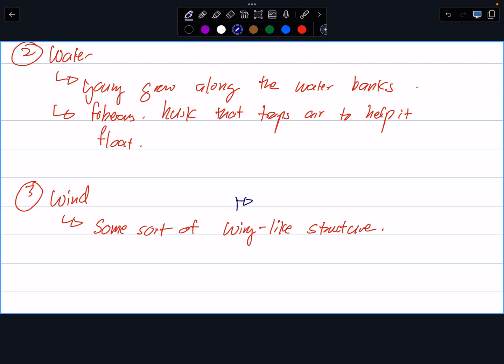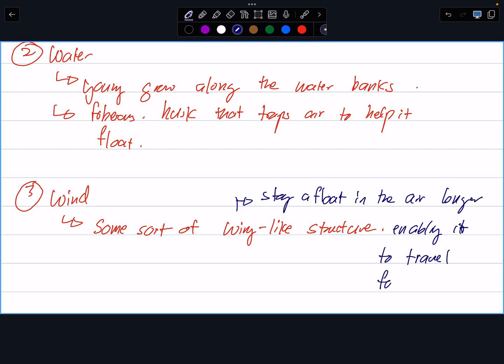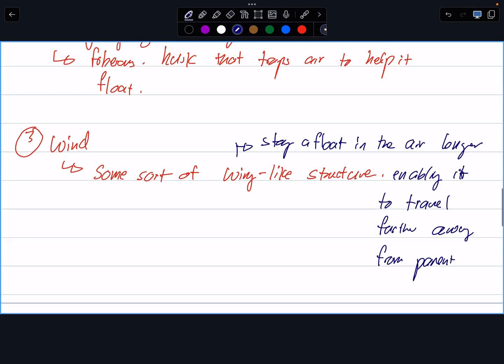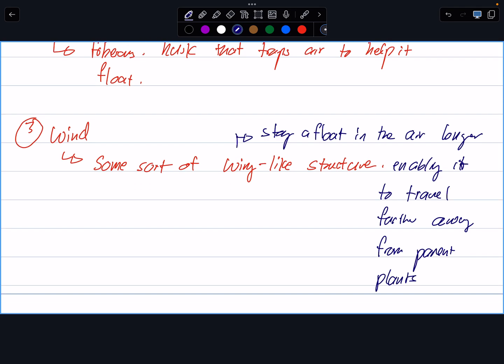Okay, so what does the wing-like structure do? It helps it stay afloat in the air longer, enabling it to travel further away from parent plants. So it is very important that you state, when you say further away from what?